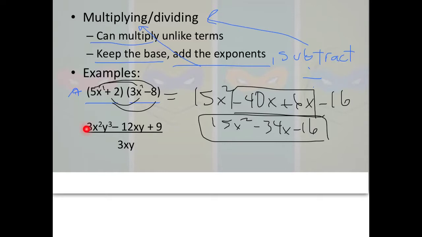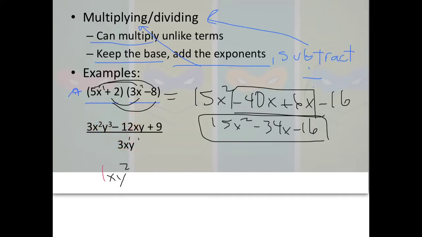So if I do 3 divided by 3 in our first term, that's going to give us 1. If I do x squared divided by x, we keep the base, subtract the exponents. So remember, we can treat this like a 1. Here as an exponent, the y also has a 1. So 2 minus 1 gives us x to the first. If we have y to the third over y to the first, keep the base, subtract the exponents, that's going to give us y to the second. Okay, so we've done our first two sets of terms here.